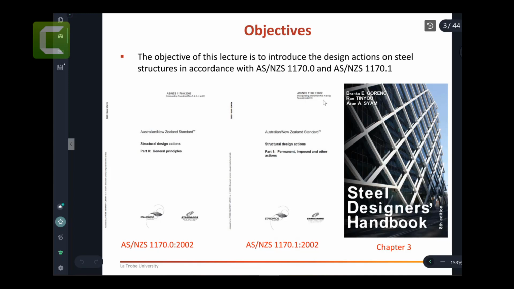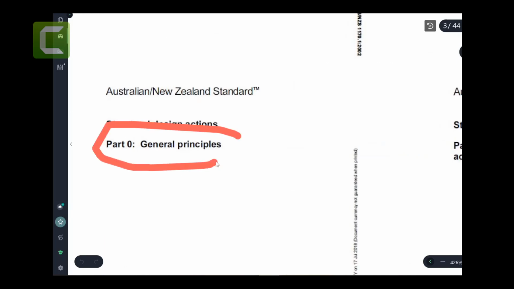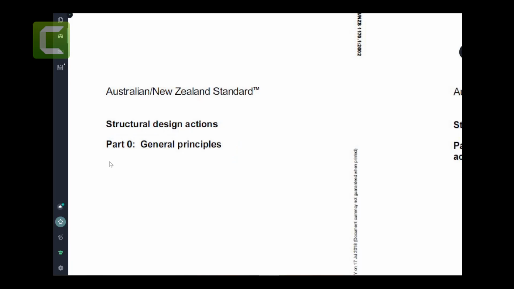Right, so again, the standard you will be using this week and continuing from here on is the 1170.0 standard, which is titled General Principles. In summary, this standard will give you the mix between different actions. That's one of the reasons we use it. There are others, but we will touch on them as we go. But for today, I will say the main purpose of the standard.